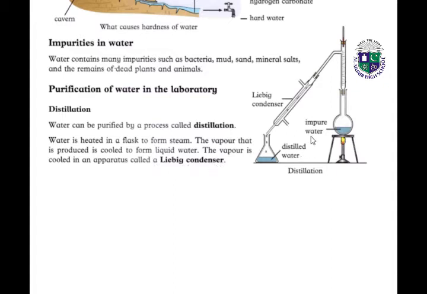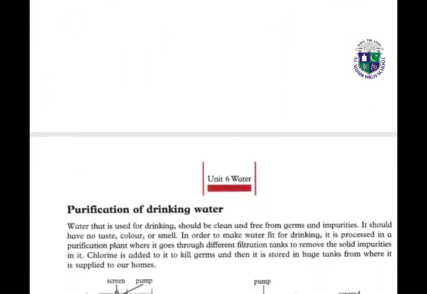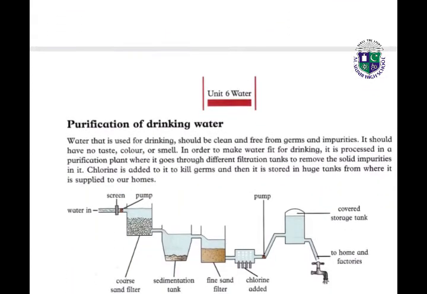So here we have impure water. When we heat it, it turns into steam, and then the steam in a Liebig condenser turns into water drops. So here we have distilled water, and this purification process is called the distillation process. Next students, we have purification of drinking water.